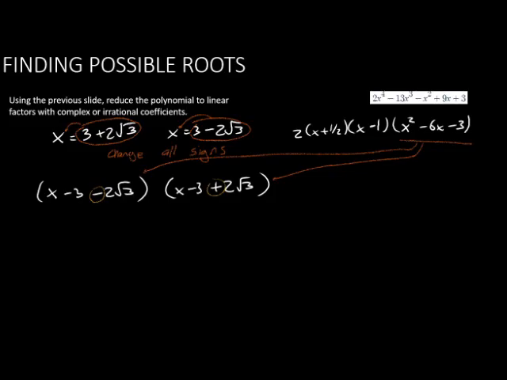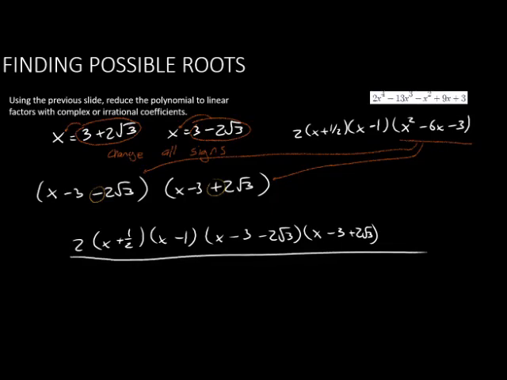Our final factored form will go as follows. We'll still have 2 on the left, and our rationals, x plus 1/2 and x minus 1 that we found previously, now multiplied times our irrational factors, x minus 3 minus 2 root 3, and x minus 3 plus 2 root 3. This will be the completely linear factored form of this polynomial. So now, not only have we found all of the roots of our polynomial, we have also split it into completely linear factors.